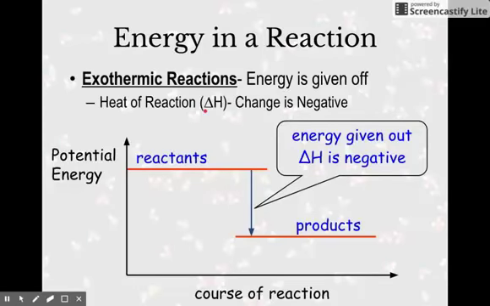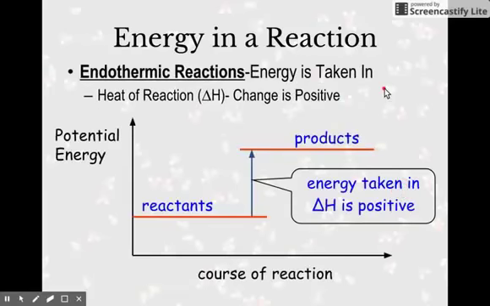So more energy is given off than is taken in when we form those bonds. So our products are at our lower energy and our reactants at our higher energy. We have a delta H value that is negative.